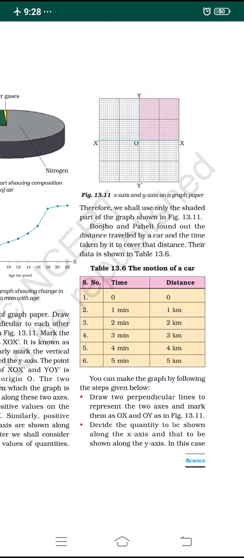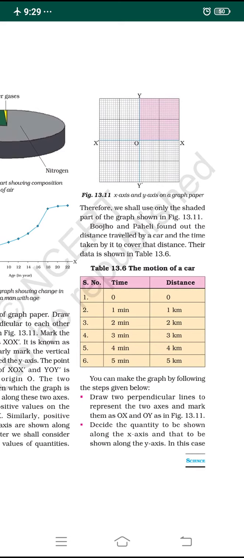Here, in the beginning the time is 0 and the distance traveled is also 0. It is at the origin. Next, when 1 minute is covered, the distance traveled is 1 kilometer. At 2 minutes, the distance is 2 kilometers. At 3 minutes, it is 3 kilometers. Like that, up to 5 minutes, it is 5 kilometers.